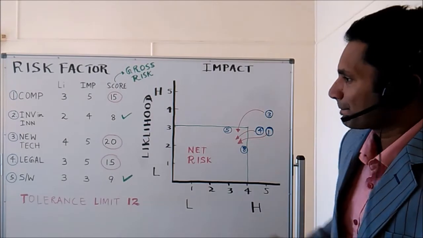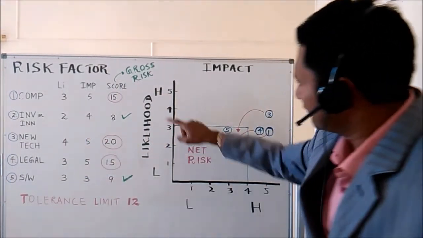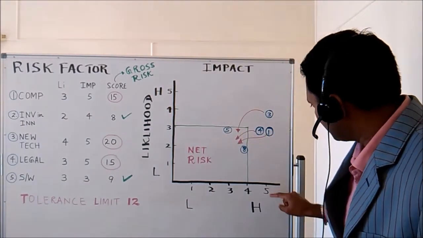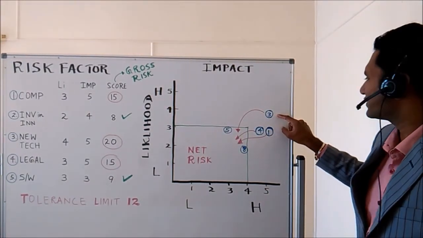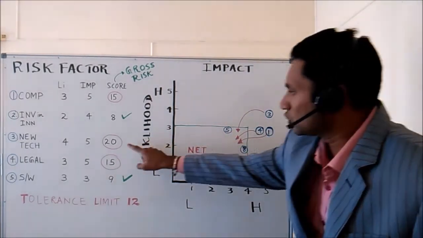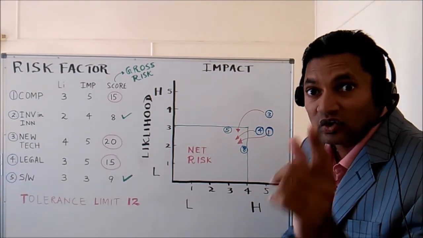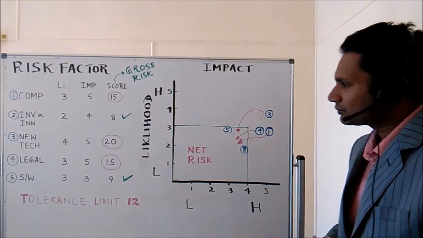No problem. New technology. Likelihood is 4, impact is 5. My goodness, it is here. Clearly gross risk is above our tolerance limit. The total is 20. This is the highest risk. Do we need to manage this? Of course, we need to manage that.